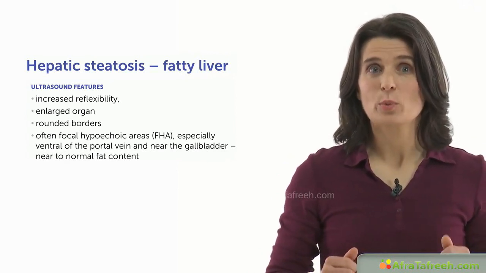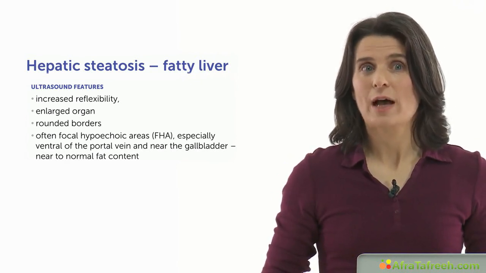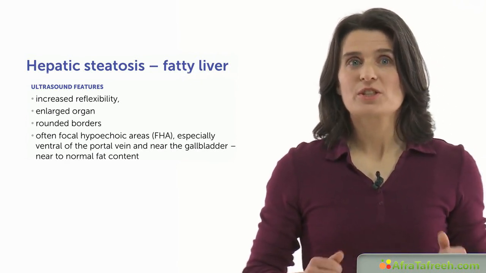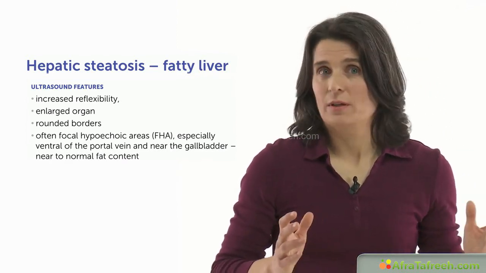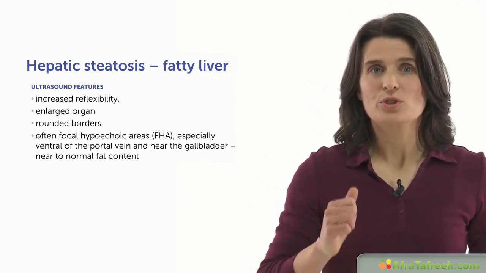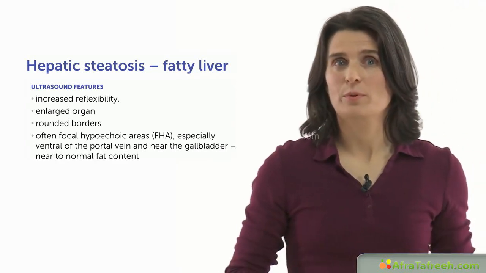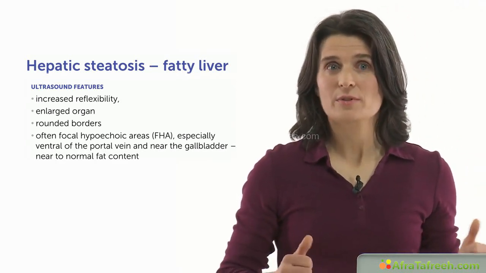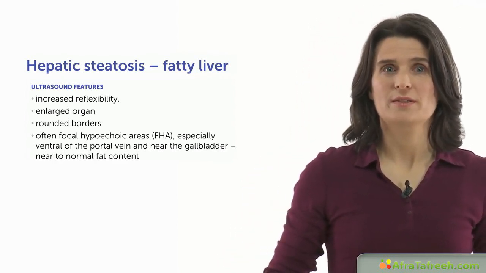But in cases when we are not sure if an area like this is a focal hypoechoic area, or if a patient has risk factors, for example, a malignant disease anywhere in his body, then we should use a contrast-enhanced method. We could use, for example, contrast-enhanced ultrasound to make sure not to overlook any malignancy.